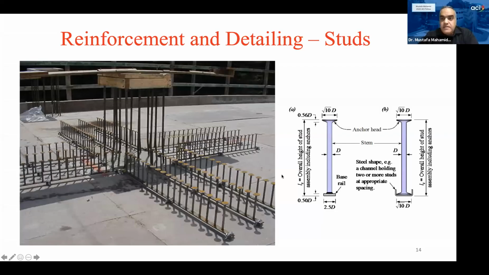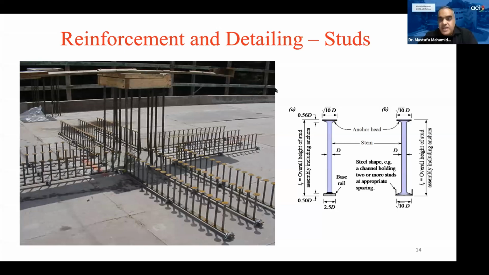That's how the arrangement of the studs is, depending on the need. We have to calculate how many studs we need and how many rows of studs we need per our design. Here you can see that the shear reinforcement is used to intercept the cracks. The cracks will develop in the slab like this. The reinforcement is used like that to intercept the cracks and prevent them from widening.